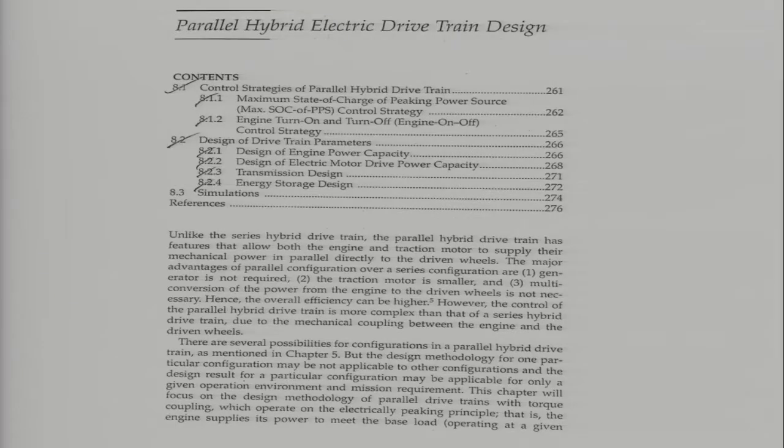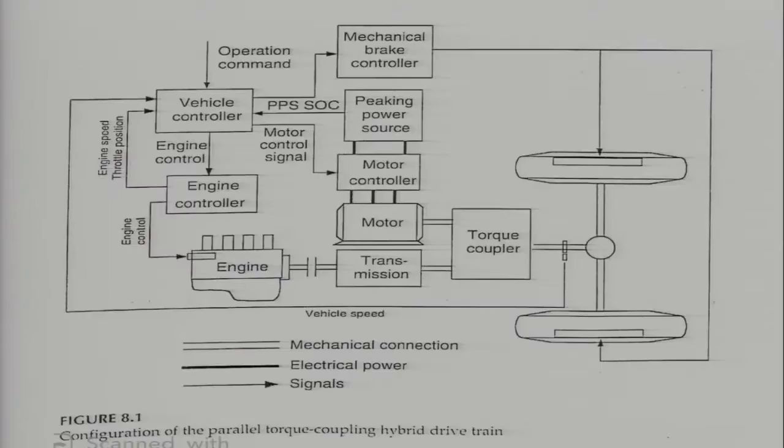Then we go to parallel hybrid electric drivetrain design. So we have seen about series hybrid. Now what is the exact mechanism of these components in the parallel hybrid? Here you can see the configuration of a parallel torque coupling hybrid drivetrain. You can see this particular block diagram, and you can compare it with the series hybrid drivetrain.